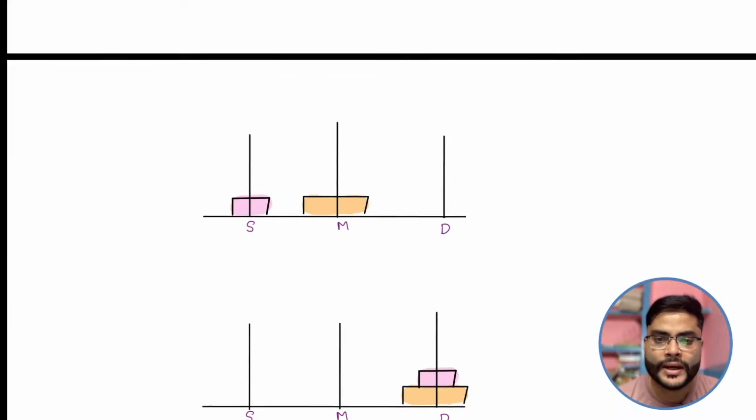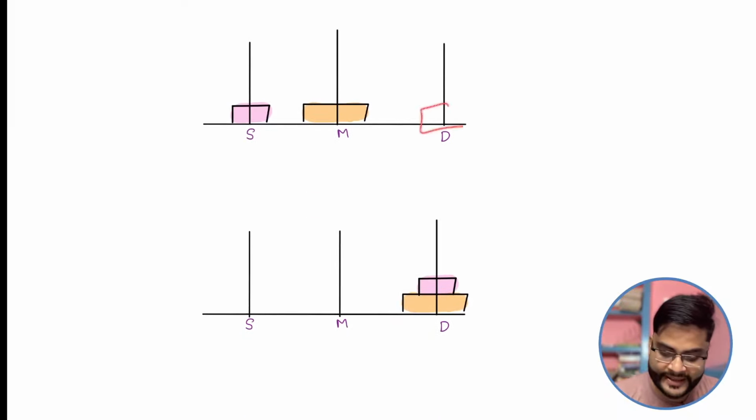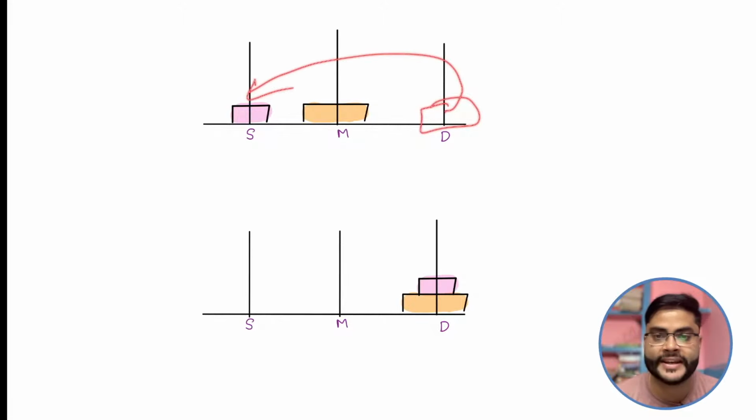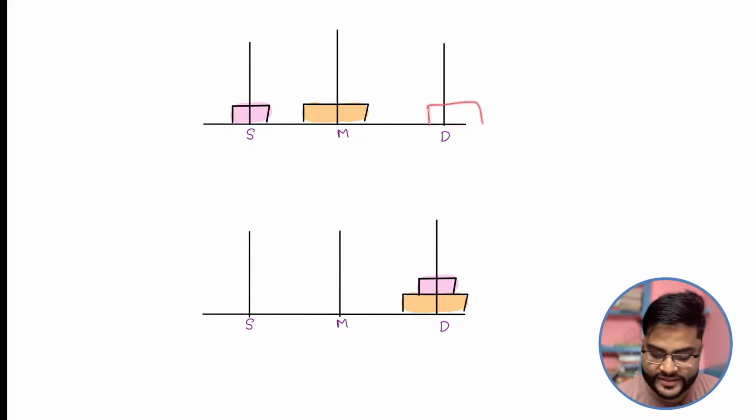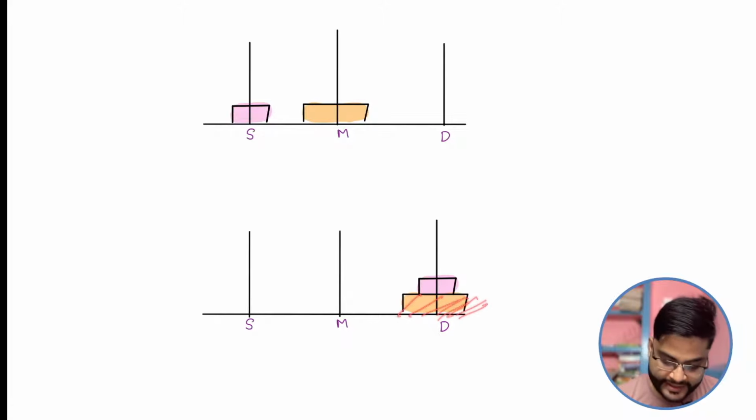So what I can do is move my lightest disk from the destination back to the source again. Then in the next step, I can move the heaviest disk to the destination. And when I move this disk there, in the next step I can move my lightest disk above it. I can move my lightest disk above this one.